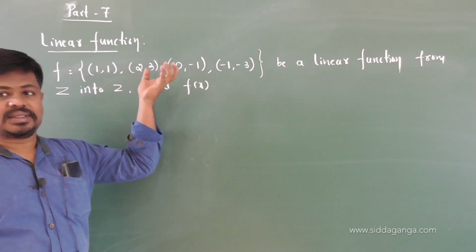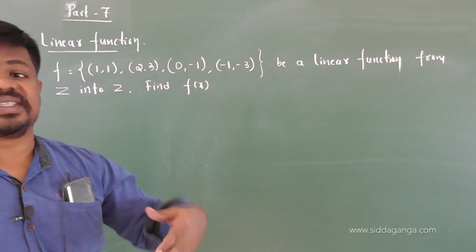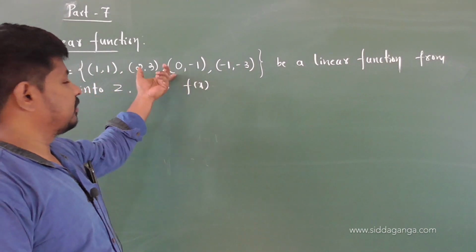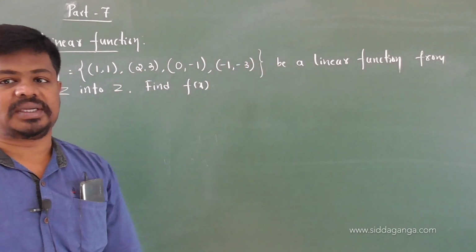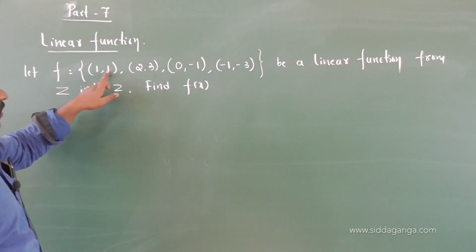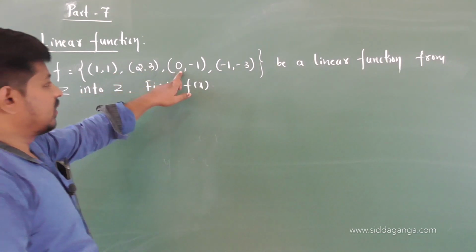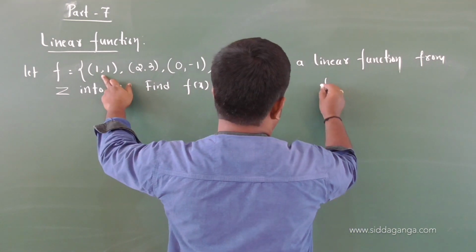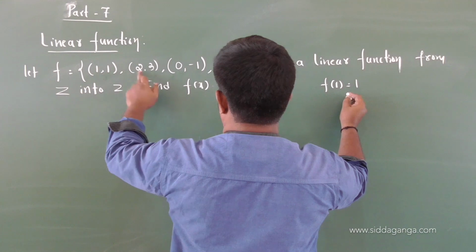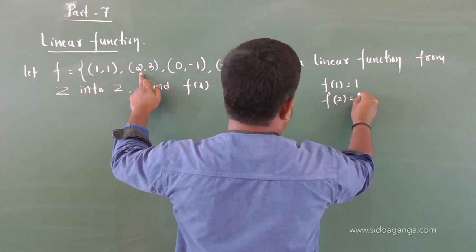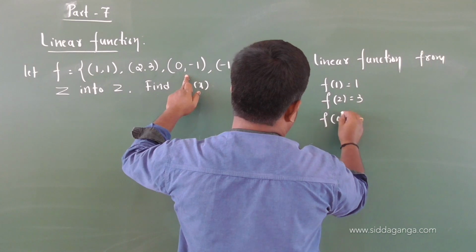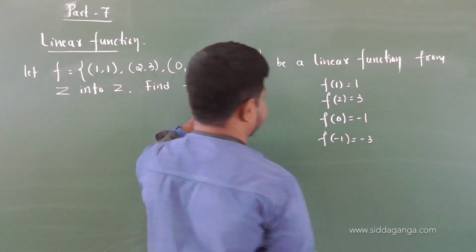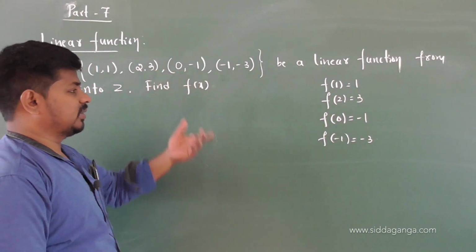Here the function is not given in the form y is equal to f of x, but in terms of a relation, I mean in terms of ordered pairs, right? 1 has the image 1, 2 has the image 3, 0 has the image minus 1, and minus 1 has the image minus 3. I can write it as, no need to write this in the exam, f of 1 is 1, f of 2 is 3, f of 0 is minus 1, and f of minus 1 is minus 3. This is the given function.